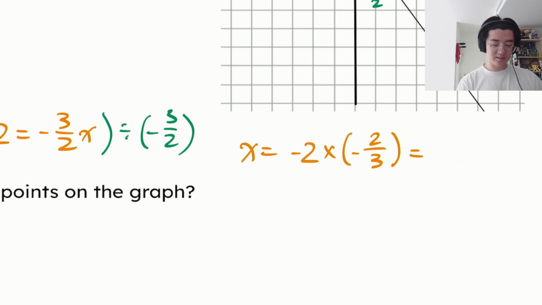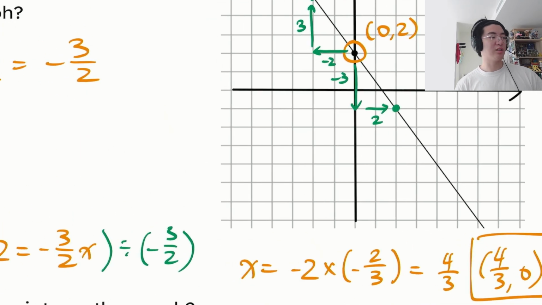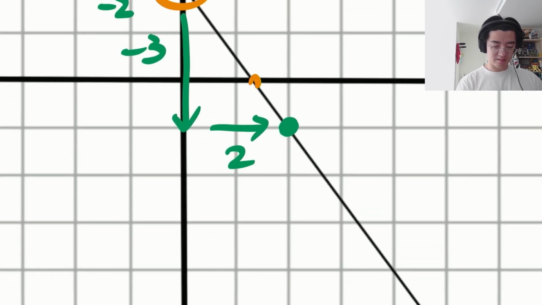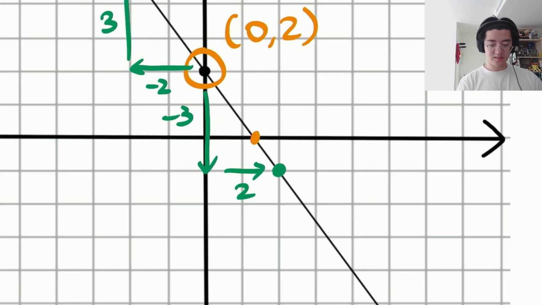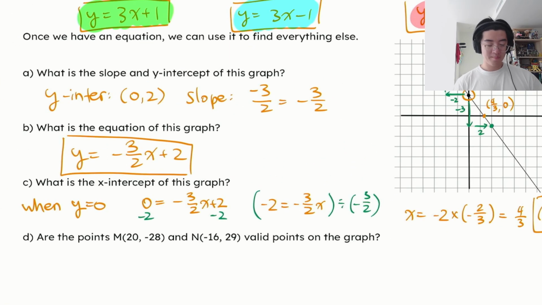Right, well, let's get some space here. Or more specifically, 4 over 3 comma 0. Right, so as you can see here, at 4 over 3, which is around 1 and 1 over 3, it's around here-ish. So it's a bit more than 1. As you can see, that's where it touches the x-axis. Okay, and how about this? Are those points on the graph? Right, so as we can see here, those points extend way beyond our reach.